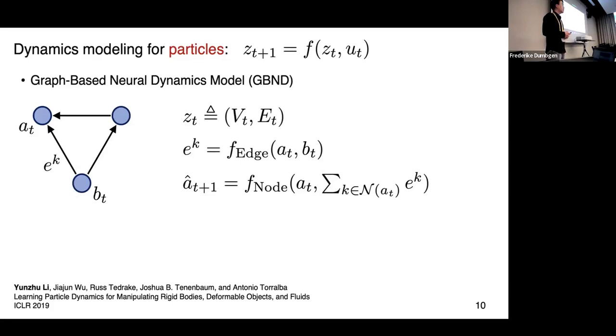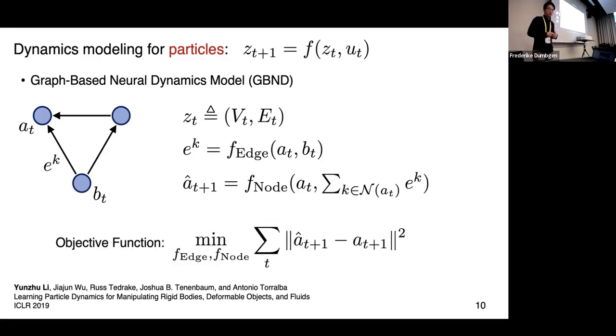Then we can define different types of objective functions on this graph-based neural dynamics model to supervise and train the parameters within this neural network. Here, the objective function could be how well you can predict into the future. One thing to highlight is that the edge encoder and the node encoder are shared among all edges and all nodes. So it can naturally generalize to systems that are larger than during training.